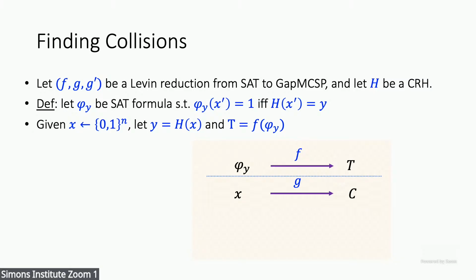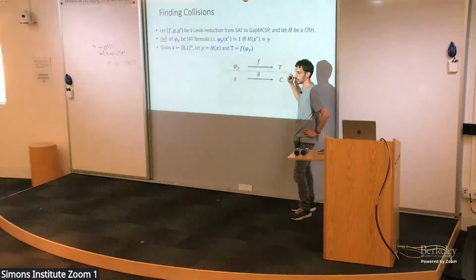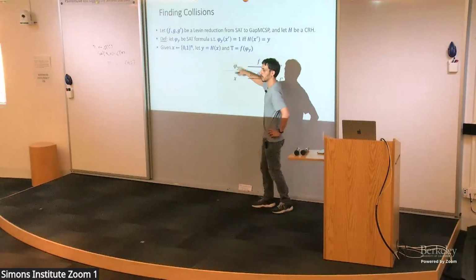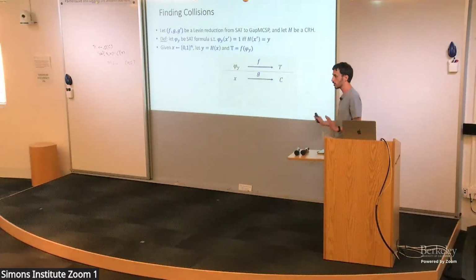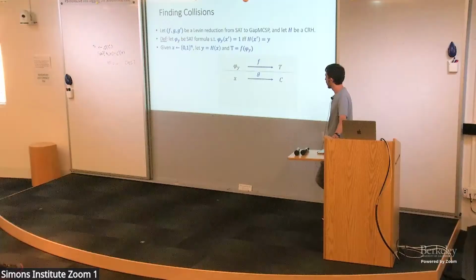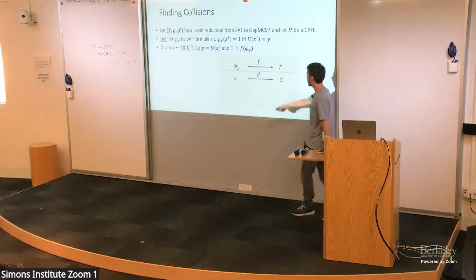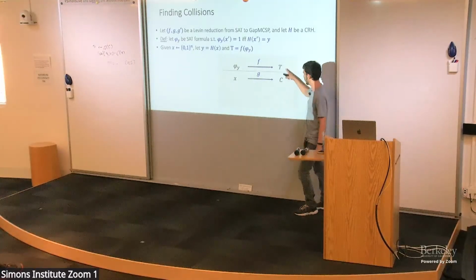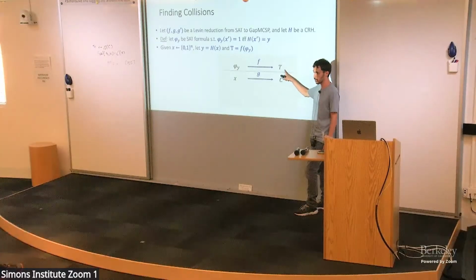No, this is the output of the reduction for GAP MCSP. So this is some truth table. Okay, it's not the truth table of the formula. I'm applying a reduction to GAP MCSP, get a truth table. It's much smaller. Yeah, it can be any polynomial. Okay. So I have a witness for this SAT formula. I get a witness for GAP MCSP, so a small circuit that computes this truth table.